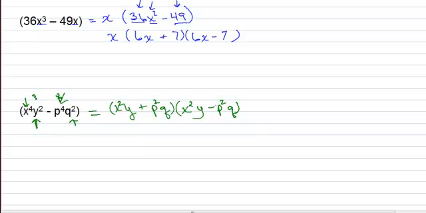Now, how do we know if we're done? We can tell that we're done because we have several variables that don't have an exponent, which means they have an exponent of 1, which isn't even, so they're not perfect squares.